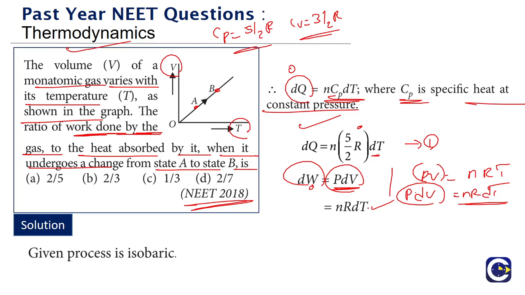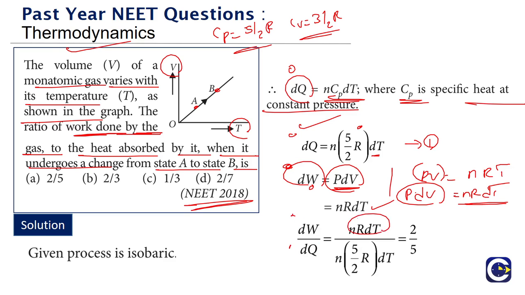So dW can be expressed as nR dT. Now they are asking us the ratio of work done by the gas to the heat absorbed, which is dW by dQ. So dW is nR dT divided by dQ, which is n into 5 by 2 R into dT. The dT is cancelled, R is cancelled, n is cancelled, and 2 will go to the numerator. So the ratio will be 2 by 5. Correct answer is option A.